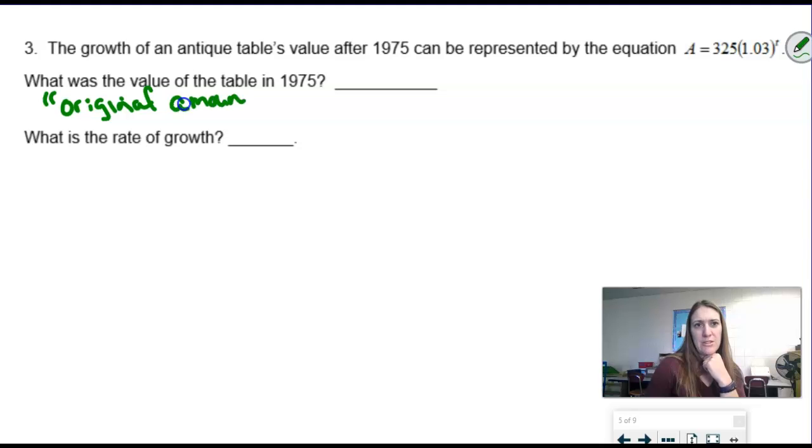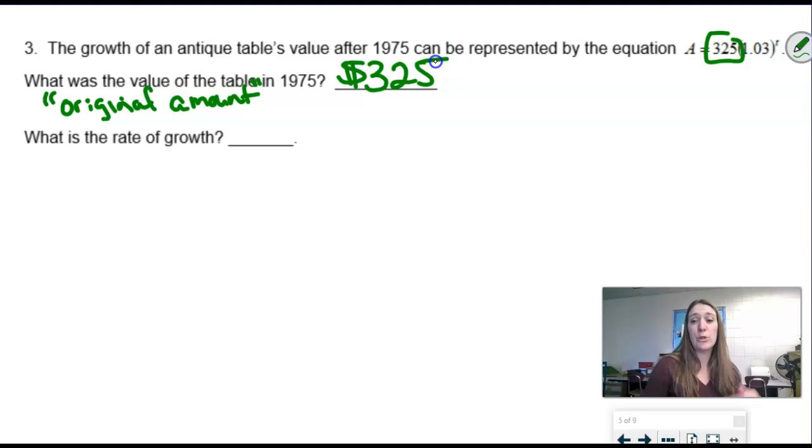So that's just part of the formula, isn't it? Isn't it just the A value? So I'm just going to pull that straight out of the equation, $325. You could have plugged in a 0 for T and calculated the 325. It would have worked out nice.